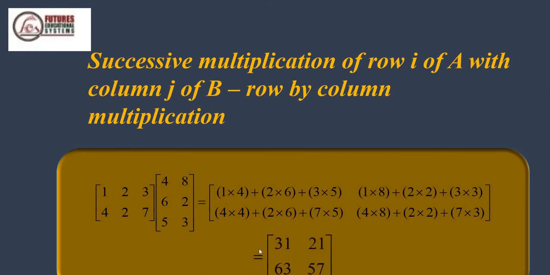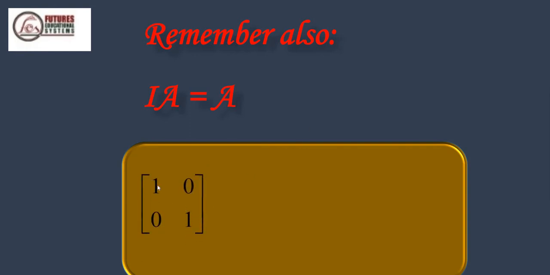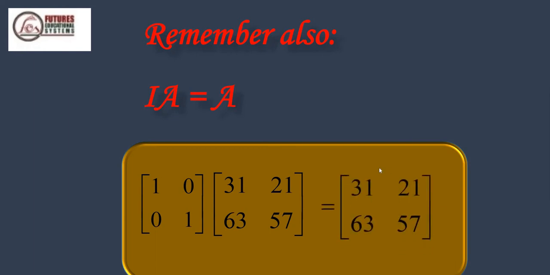The answer equals a matrix in order 2 by 2: 31, 21, 63 and 57. Remember that if we multiply the identity matrix by any matrix, the result equals the same matrix. That is the identity matrix: the diagonal equals 1 and the remaining entries are 0. Multiply any matrix, the result is the same matrix.